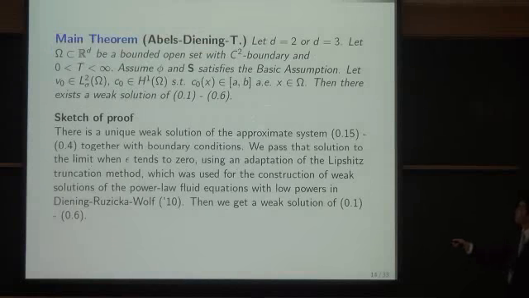So this is our main theorem. Let D equal 2 and 3, and let omega be a bounded open set with C2 boundary. Assume phi and S satisfy the basic assumption, and let D0, C0 satisfy this. Then there exists a weak solution of the original system.